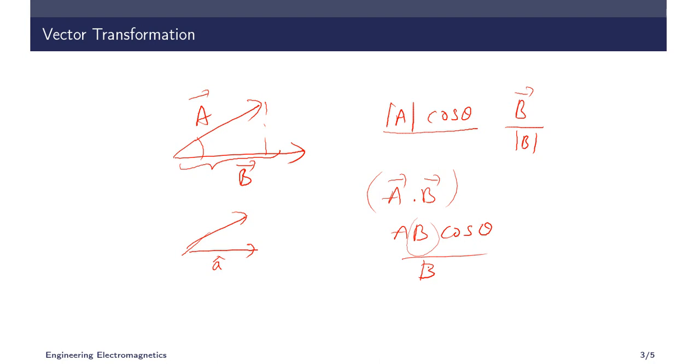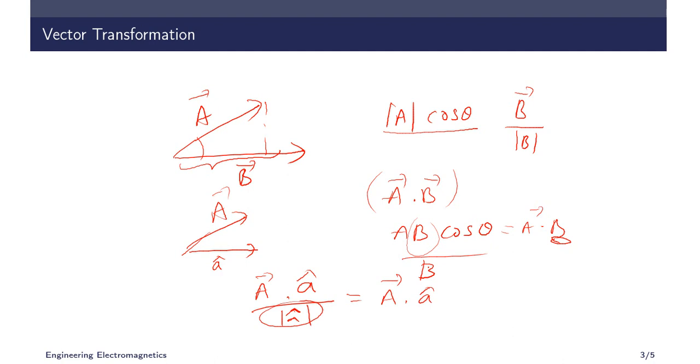Now AB cos theta is nothing but A dot B. If this is A and this is a unit vector, then what I have to do is, instead of B, take the unit vector divided by the magnitude of the unit vector. What is the magnitude of a unit vector? That will be 1. So vector A dot the unit vector.